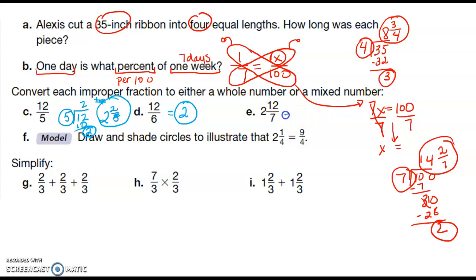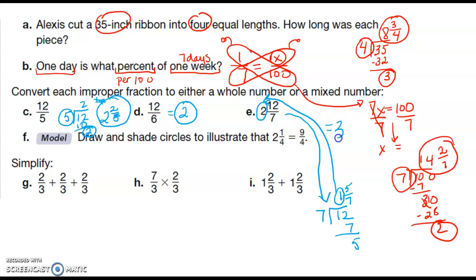Now E is where it gets kind of interesting. So I have a whole number, 2, and I'm not really going to mess with that when I do the division. So let me go ahead and divide 12 by 7. I get 1 5/7. I'm going to have to add this 1 back to my 2. Okay, so my answer is going to be 3, because 1 plus 2 is 3, and 5/7. Okay, that one might be a little bit rough.